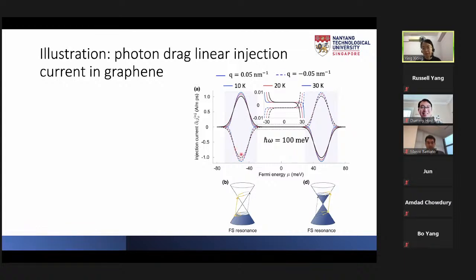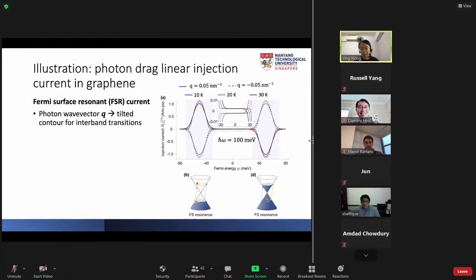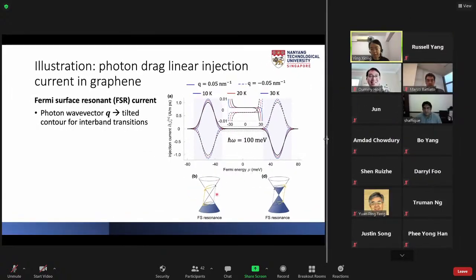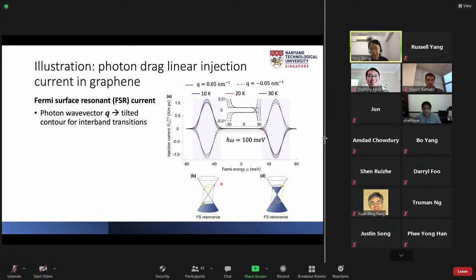First, we observe that when the Fermi energy is inside the valence band for the fixed photon energy, there's a large peak for the linear injection current. And we denote this peak as the Fermi surface resonant current. To see how this peak arises, we first focus on the situation where the Fermi surface is in the valence band. We find that at finite Q wave vector, as illustrated here, the transition contour for the interband transitions is tilted in K space and energy.